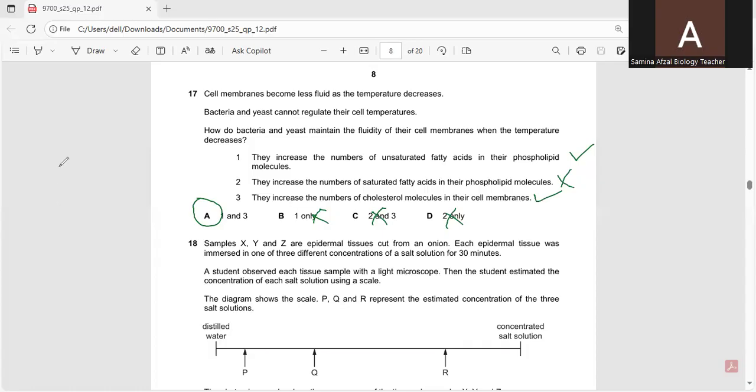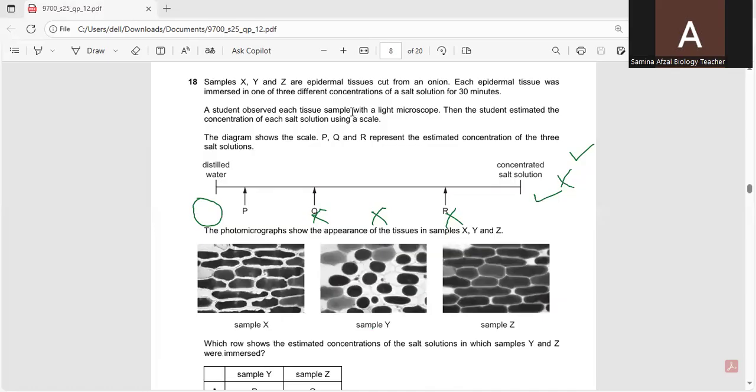Moving towards question number 18, you can see they have shown us samples X, Y, and Z, which are epidermal tissues cut from an onion. Each epidermal tissue was immersed in one of three different concentrations of a salt solution for 30 minutes. A student observed each tissue sample with a light microscope. Then the student estimated the concentration of each salt solution using a scale. The diagram shows the scale; P, Q, and R represent the estimated concentrations of the three salt solutions.